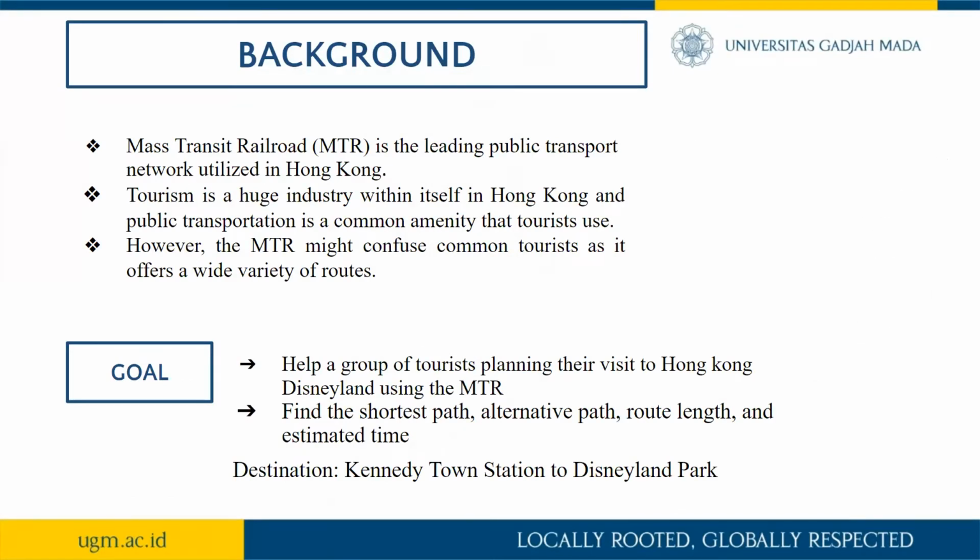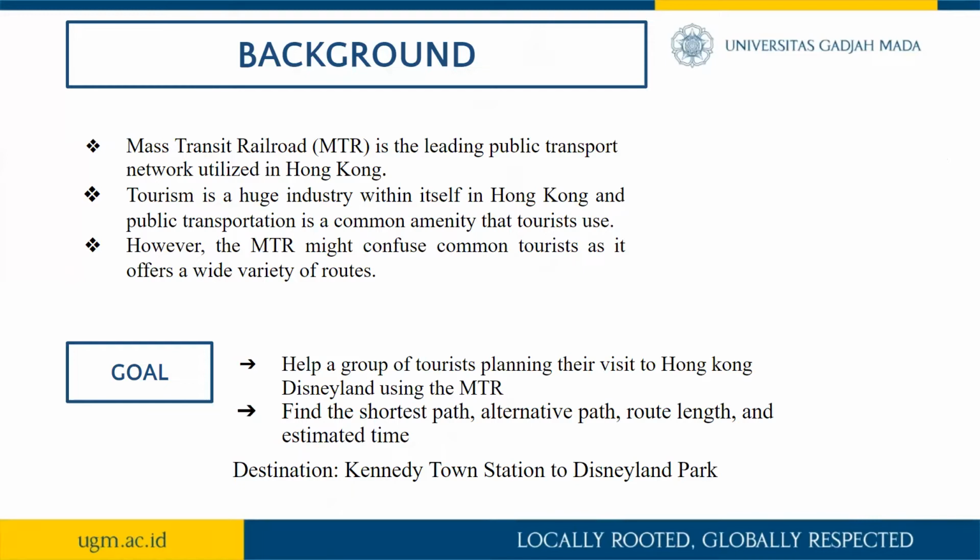Mass Transit Railway, or MTR, is the leading public transport network utilized in Hong Kong. It consists of 10 routes that provide services to the urban areas of Hong Kong Island, Kowloon, and the New Territories, with 166 stations, of which 98 are heavy rail stations and 68 are light rail stations.